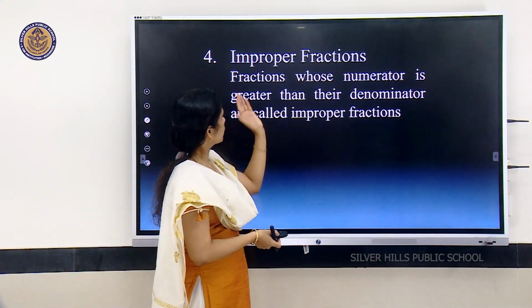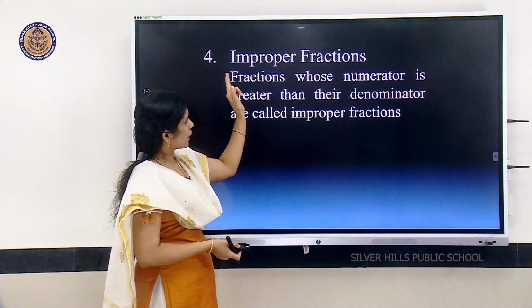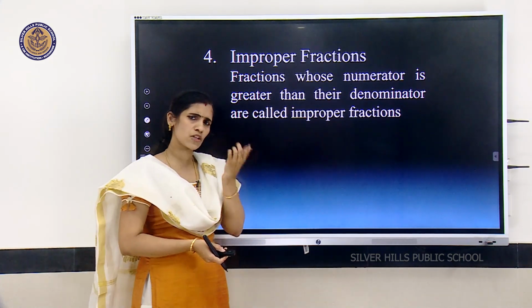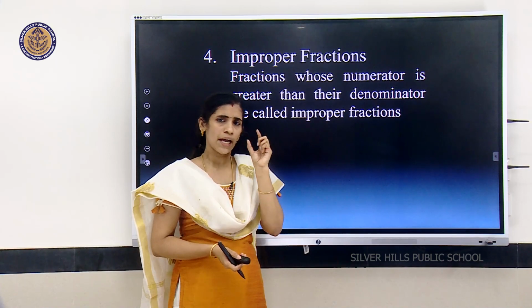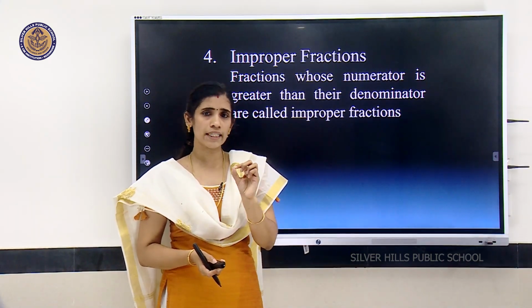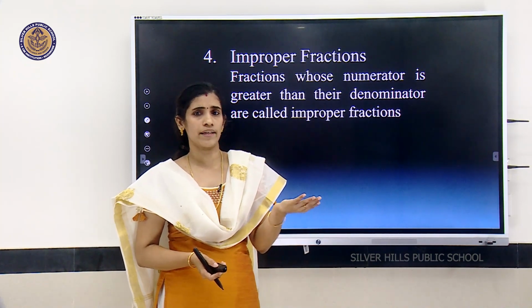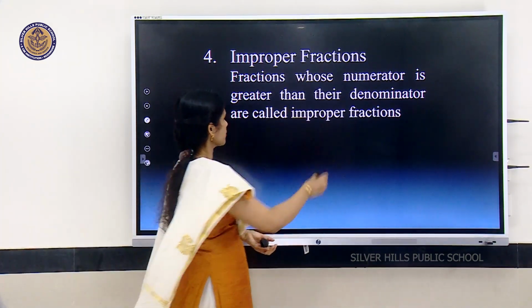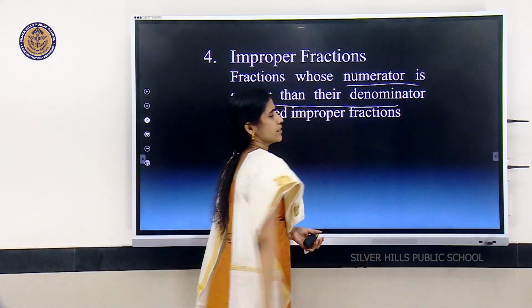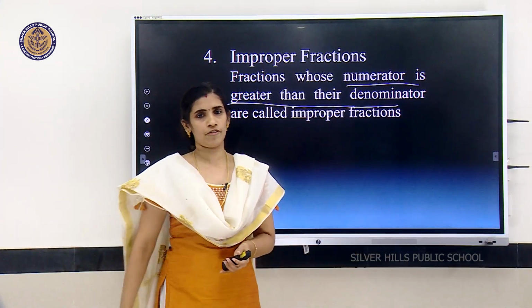Next, improper fractions, just the opposite of proper fractions. Improper fractions means fractions whose numerator is greater than the denominator. Fractions whose numerator is greater than their denominator are called improper fractions.